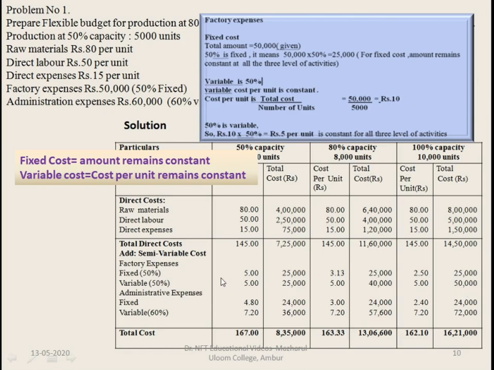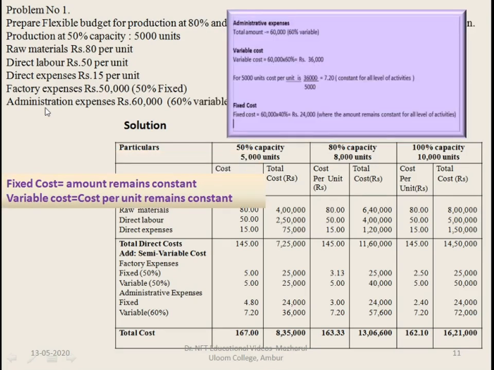Now, we'll see the calculation for administrative expenses. In case of administrative expenses, the cost is 60,000, where 60% is variable. Total amount is given as 60,000 and 60% is variable. So, we will find out the variable cost first. Variable cost is 60,000 into 60%, which is 36,000. In case of variable cost, per unit remains constant. So, we will find out for 5,000 units how much it is. For 5,000 units it is 36,000.